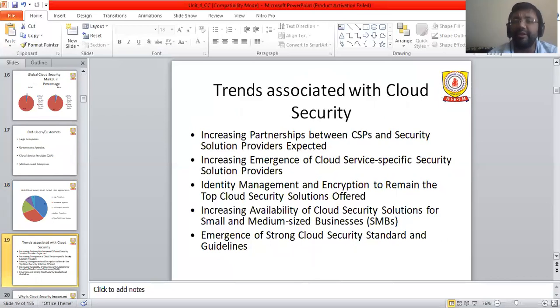Now, the trends associated with cloud security: increasing partnerships between CSPs and security solution providers are expected. CSPs are generally known as cloud service providers. Increasing emergence of cloud service specific security solutions, towards providers and also towards customers. Identity management and encryption to remain the top cloud security solutions offered. Increasing availability of cloud security solutions for small and medium-sized businesses. Emergence of storage cloud security standards and guidelines. So these are the trends associated with cloud security.